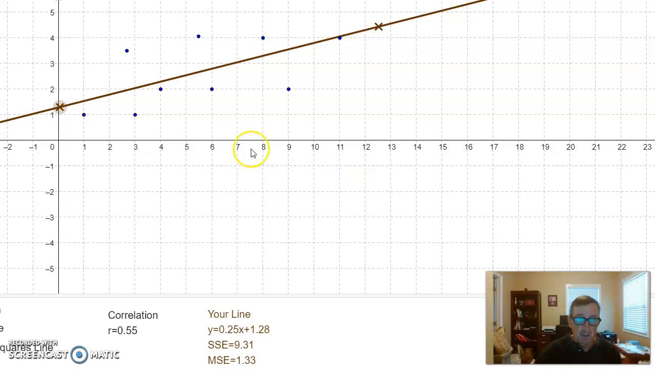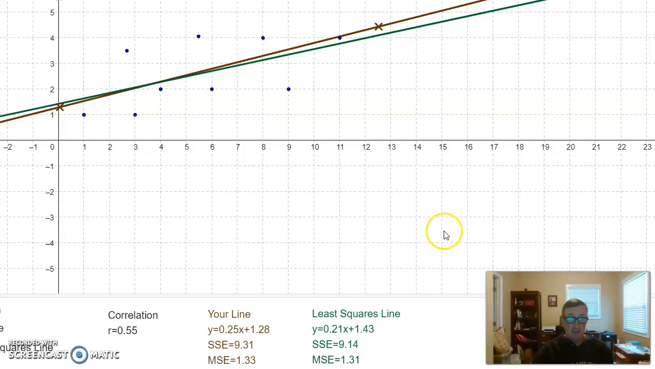So as far as all the lines I've chosen here, the line of best fit is this one with an SSE value of 9.31. And then I can click on this, it says fit the least squares line. If I click on this one, it'll show me what is the actual line of best fit, and it'll give me a green line. So you can see I was pretty close. The green line is the actual line of best fit.